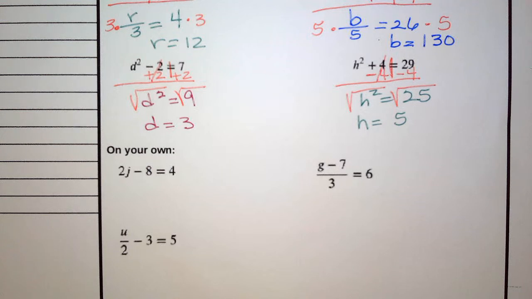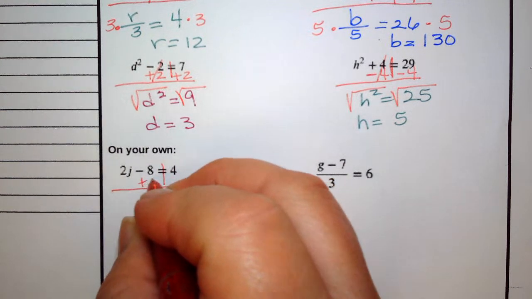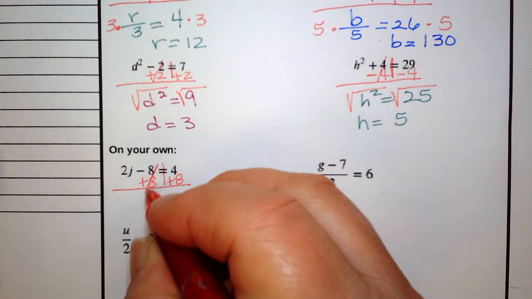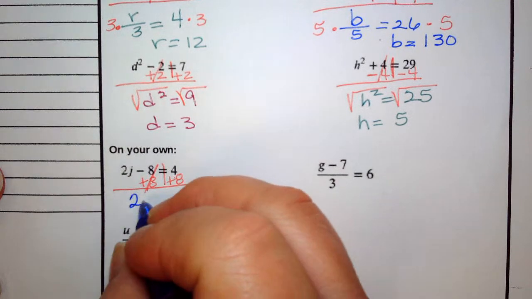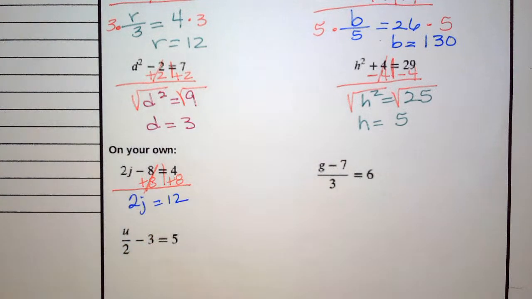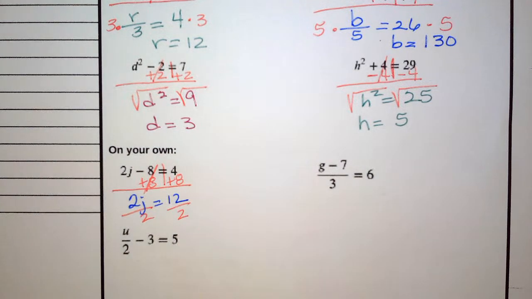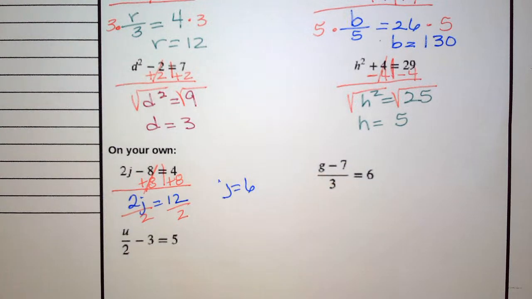I've taken a number j, multiplied by 2, and then subtracted 8, and my result is 4. The last thing I did was to subtract 8. So now I have to add 8 to both sides. Negative 8 plus 8 is 0. It's gone from that side. 2j is equal to 12. I now divide by 2. J is equal to 6. 2 times 6 is 12. 12 minus 8 is 4. It is correct.